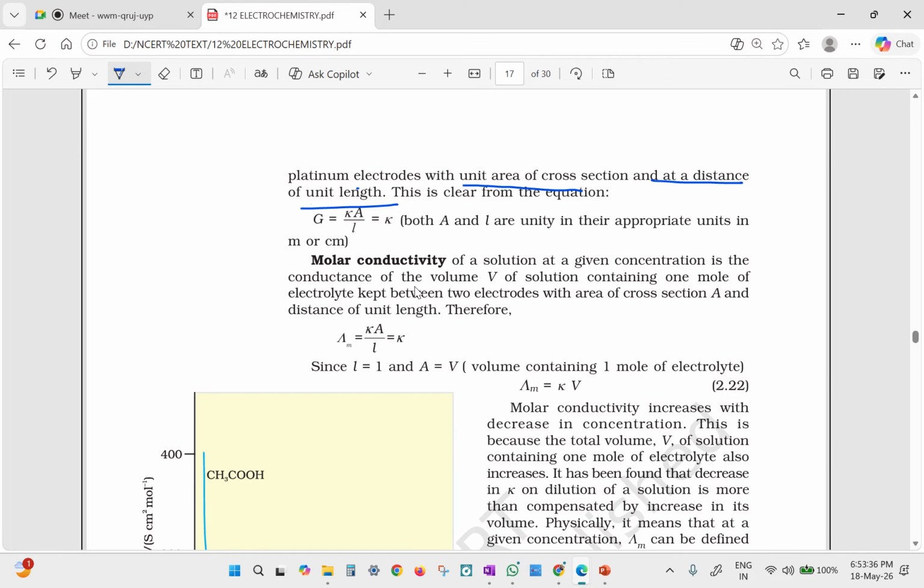But what is molar conductivity? Molar conductivity of a solution at a given concentration, any concentration it can be, but you take that volume of solution which offers 1 mole of electrolyte. Is that clear? Yes, ma'am. Placed between 2 electrodes still at the same distance, but the area of cross section keeps varying in order to accommodate that volume of solution. Is it okay? Aprameya, is it clear? Yes.